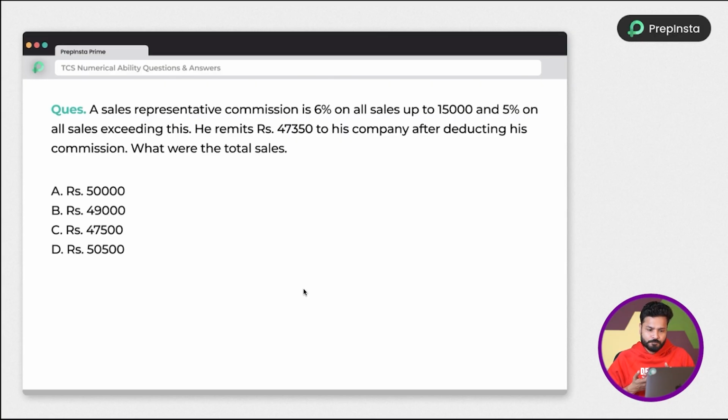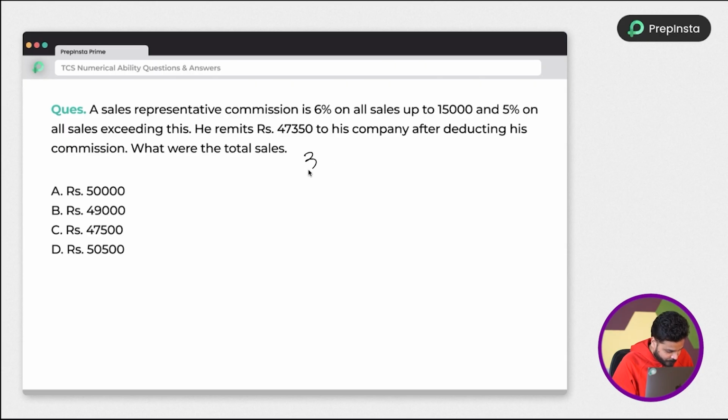So guys, you can either choose to pause this video here and try solving it once because that's better, and then play it back once you have solved it on your own, right? So okay, guys, what I feel here is, let me quickly explain the problem first. See, there are two things here. The first thing is the sales representative's commission is 6% on sales up to 15,000 and 5% on all sales exceeding this. So what do you mean?